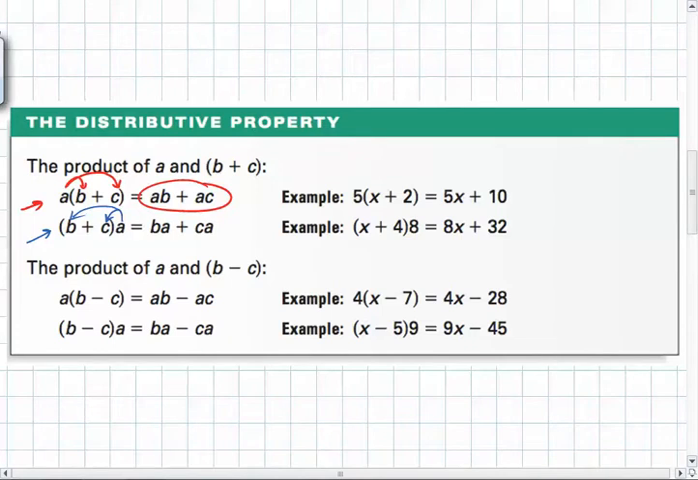Similarly, it doesn't really matter if there's a minus sign in here. You just have to make sure that whatever the minus sign is attached to, you make that term negative. So when you distribute here, a times b is going to be ab, but then you notice that a times negative c is minus ac. And then similar to the first situation, it doesn't matter which side of the parentheses a is on. It could be on the left or the right in this case. The distributive property still applies.